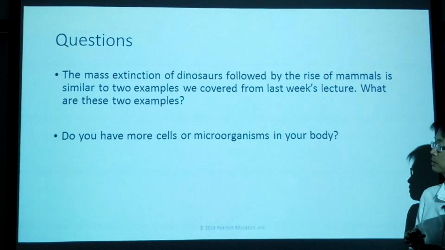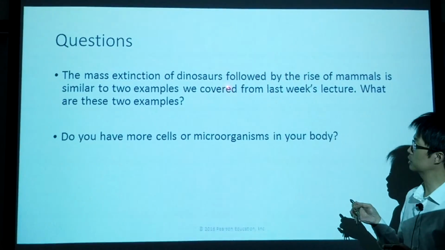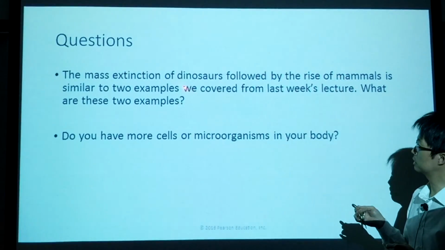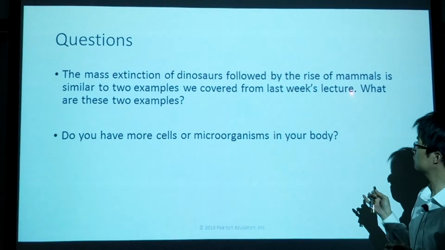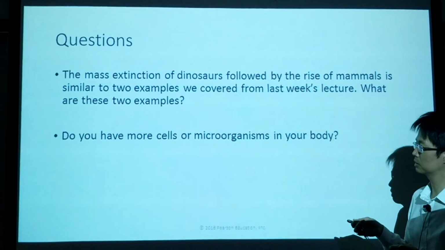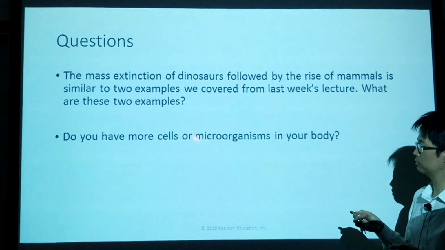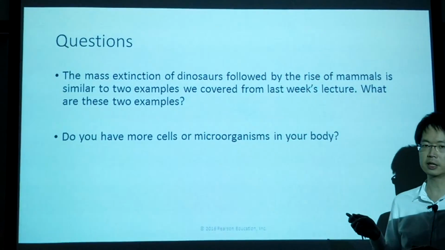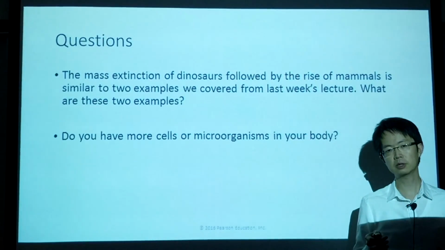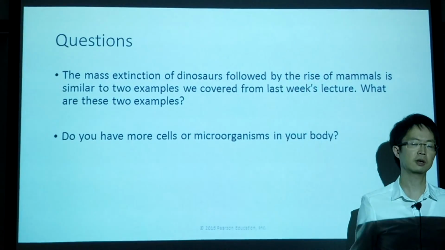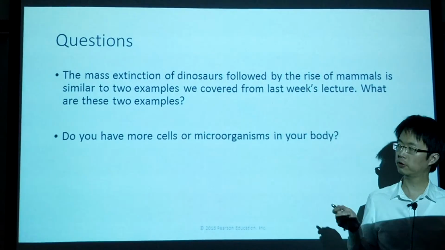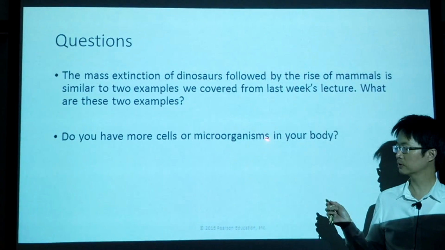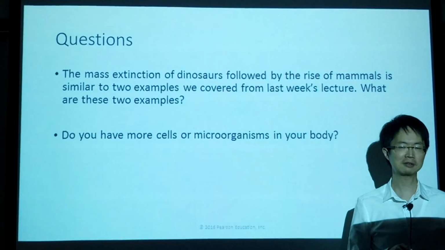So the question is, the mass extinction of dinosaurs followed by the rise of mammals. Similar to the two examples we covered from last week's lecture, what are these two examples? And do you have more cells or more microorganisms in your body, including inside your body and on the surface of your body? So think about it. The first question is pretty easy, I already talked about it. The second question, well, then you have to think about it. I'll tell you the answer.